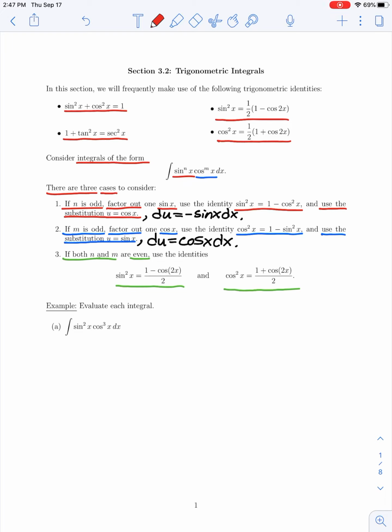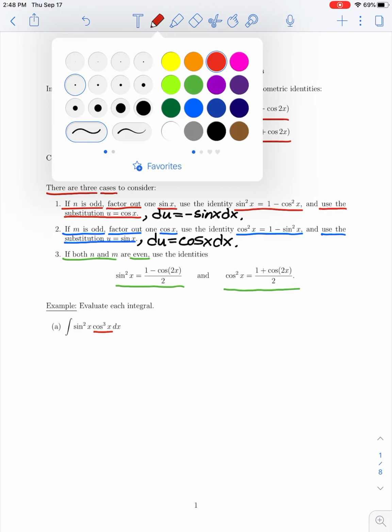So I need to ask myself, well, which of these three cases am I working in? And I see here that I have an odd power of cosine x. I've got cosine x cubed. So I'm working with case 2 here.